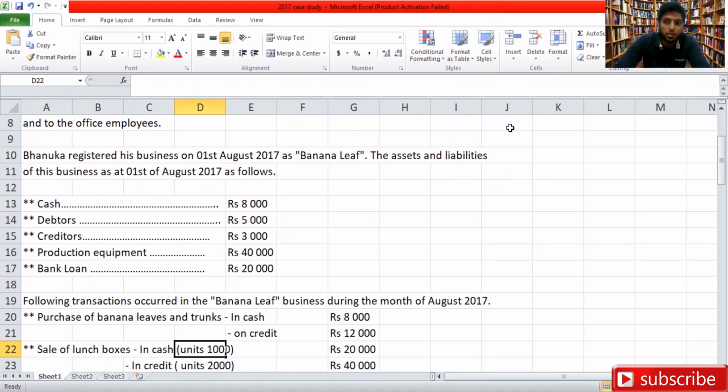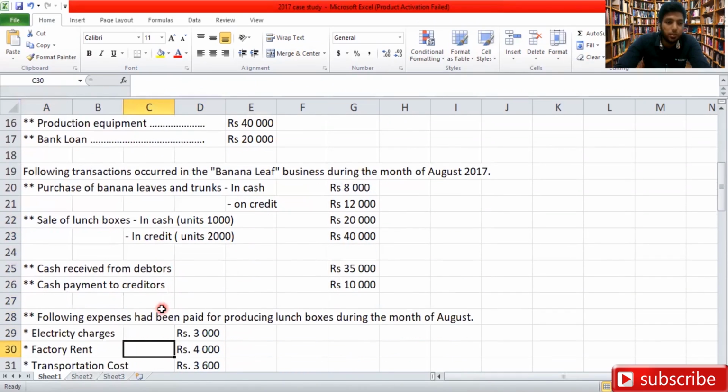So they are given these details. You need to know these details are on the 1st of the month. This is the beginning of the month, and these are the basic details they are given to start this month. These can be the assets and liabilities which the business has started with. And if you notice here, they are not given the capital, so you need to be able to find the capital with this information. The following transactions occurred in the Banana Leaf business during the month of August 2017.